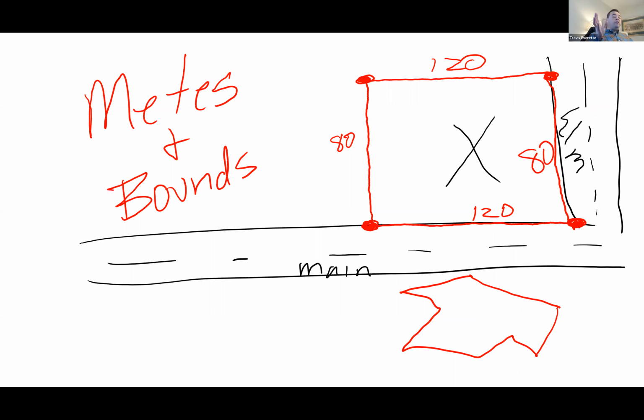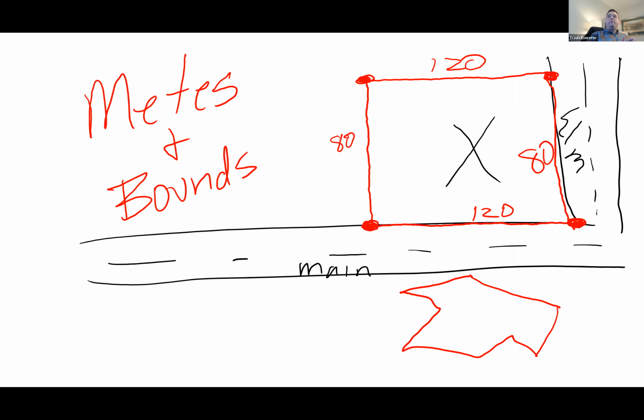But this system does require somebody to physically visit the property, to physically go to the property and walk the perimeter. Cher asked, can a property reside in two different counties? It can. Yes, it can.